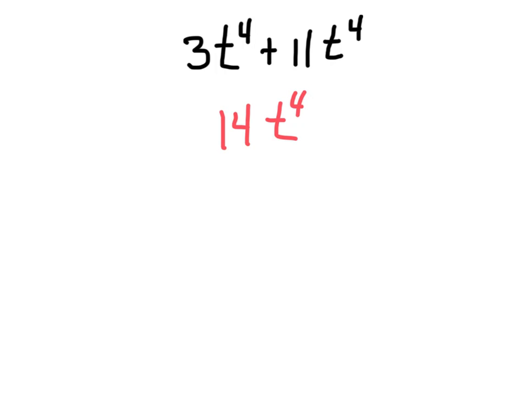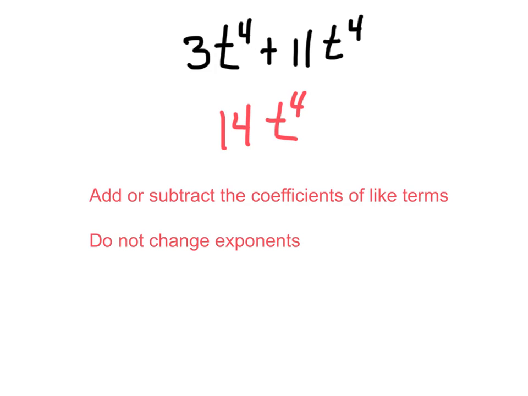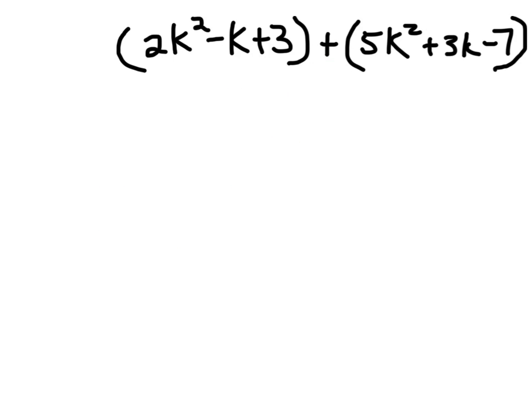So key idea is that we are adding or subtracting the coefficients of the like terms. These are both like terms because they're both t to the fourth, and we are not changing the exponent. So altogether we have 14t to the fourth. In this problem we are adding two polynomials, and the two polynomials are separated by the parentheses.